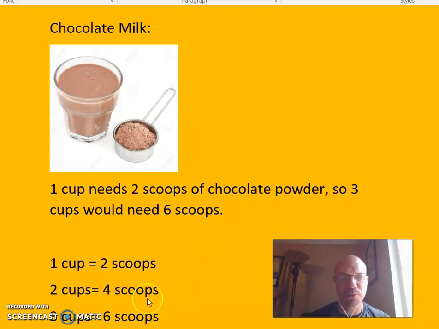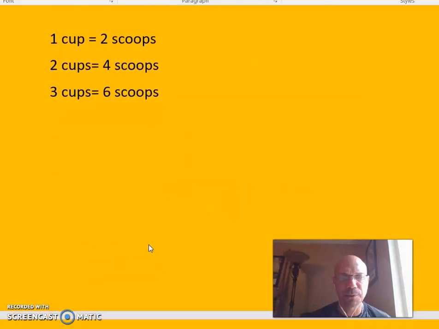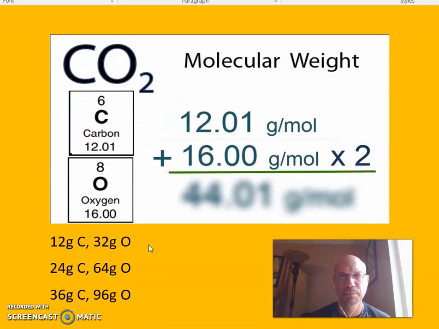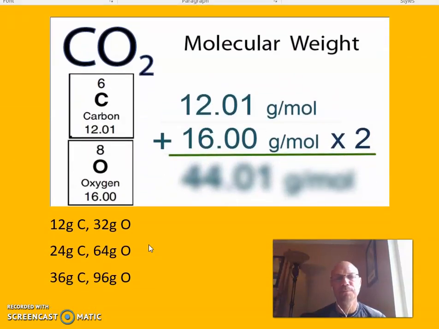If you take a look at these numbers here on the left, these numbers match up. If you were to reduce these numbers, it would be a 2-to-1 ratio. If you reduced these numbers, it would also be a 2-to-1 ratio. You need 2 scoops for 1 cup of milk. Now let's take it another step further in more of a chemistry type example.